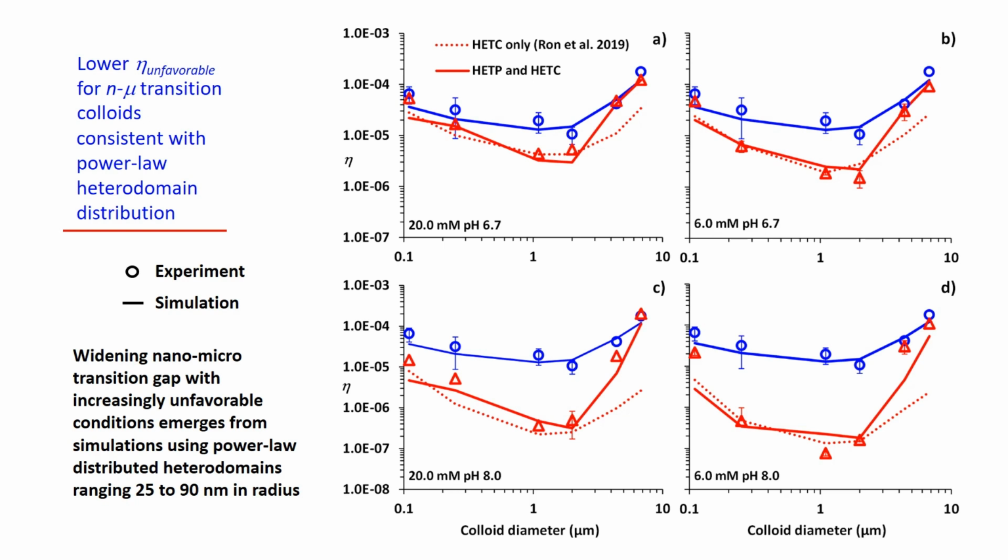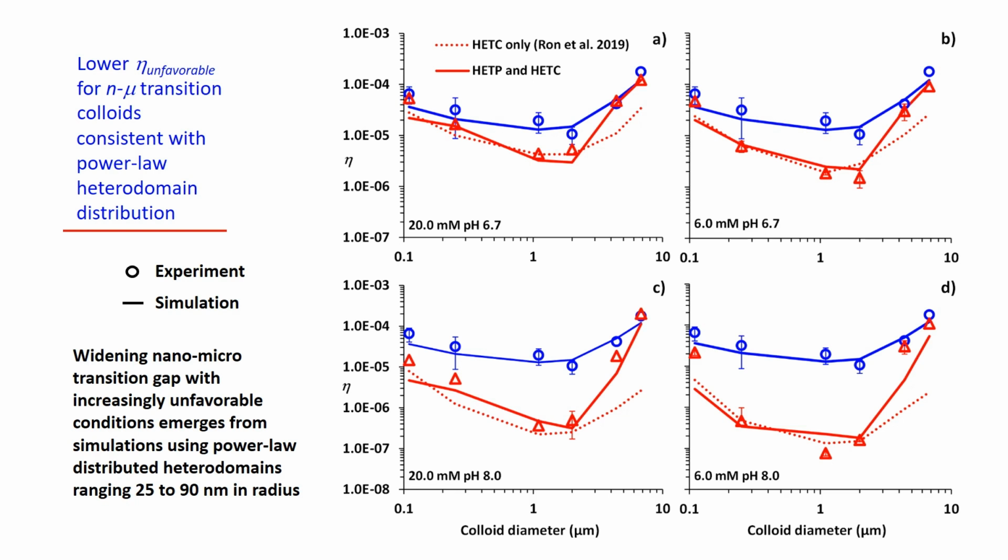And the results are shown here in these panels, where the blue circles are data under favorable conditions and the red triangles are data under unfavorable conditions. And the unfavorable conditions become increasingly unfavorable from the top left down to the lower right. That is, from the highest ionic strength, lowest pH, down to the lowest ionic strength, highest pH. The surfaces are getting more and more negative.